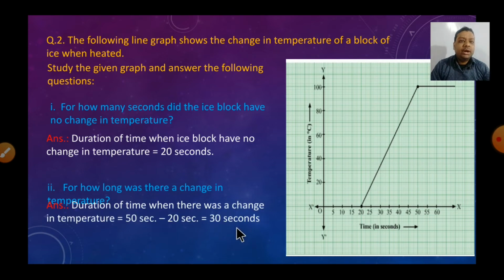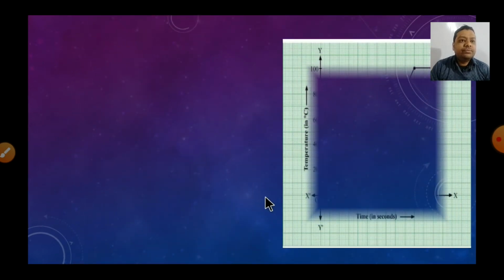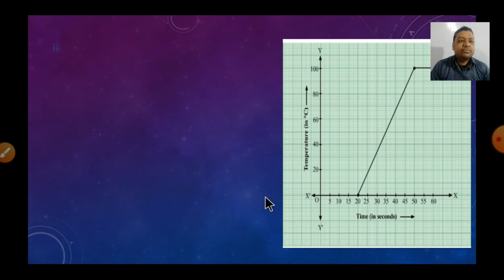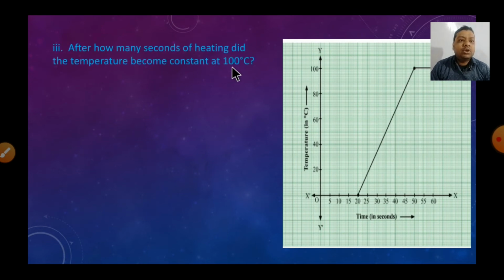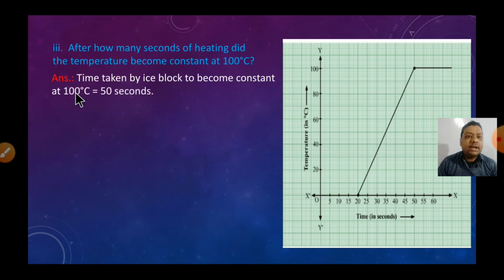Okay. Now, let's see again here. After how many seconds of heating did the temperature become constant? You can see after 50 seconds, there is no increase or decrease in temperature. It remained constant. Okay. So you can see that the time taken by the ice block to become constant at 100 degrees Celsius is equal to 50 seconds.